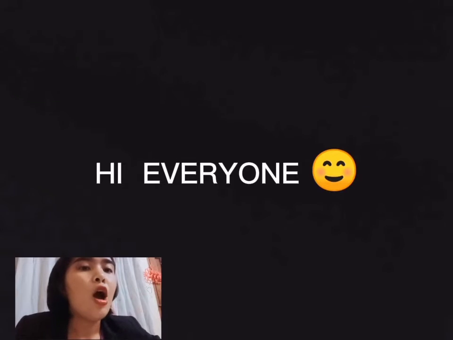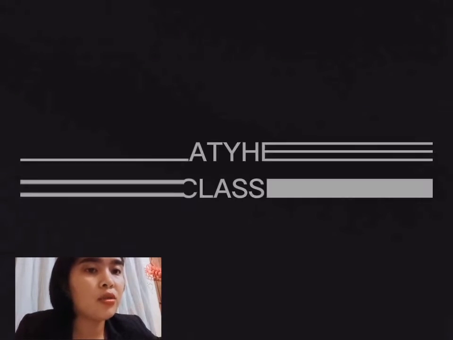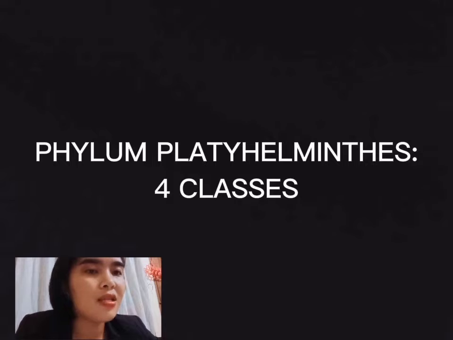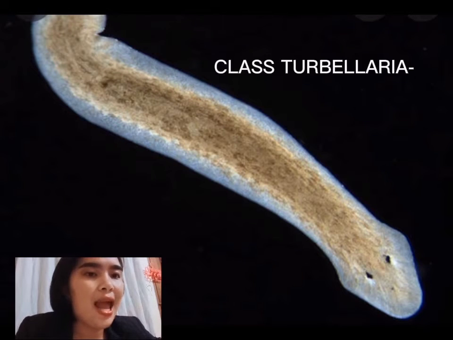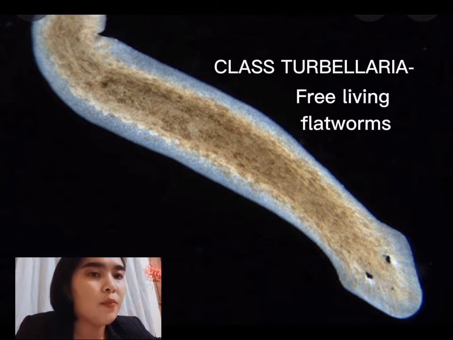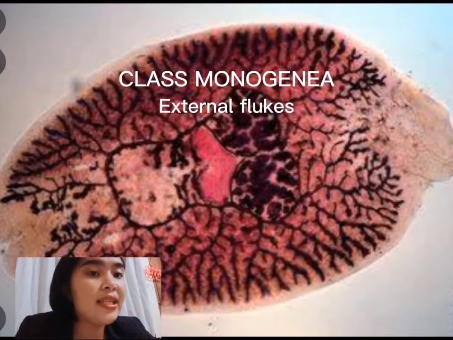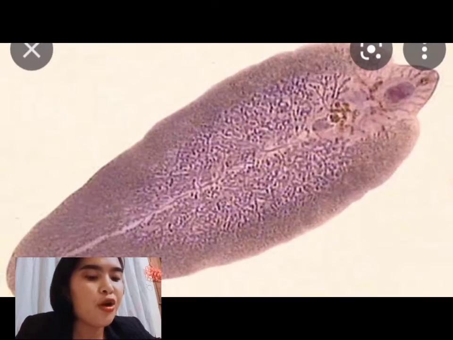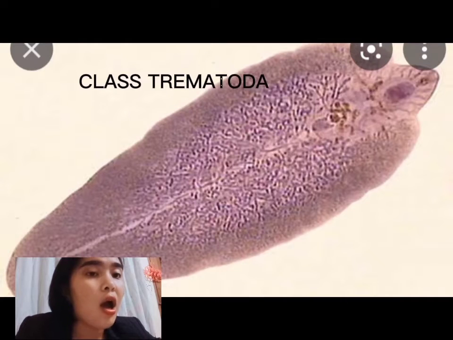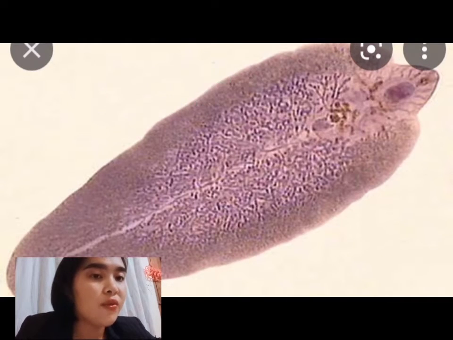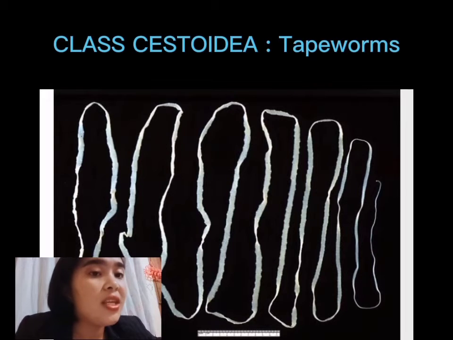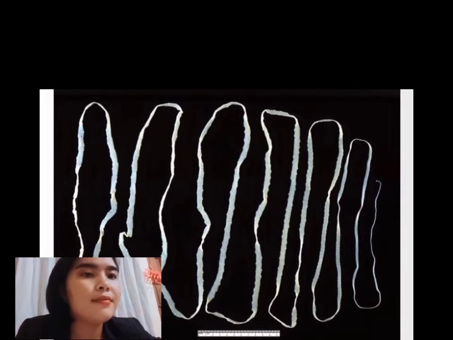Hi everyone, we're going to discuss the phylum Platyhelminthes, the four classes. The first is the class Turbellaria, which is the free-living flatworms. The second is the class Monogenea, which is the external flukes. The third is the class Trematoda, which is the internal flukes. The last is the class Cestoda, which is the tapeworms.